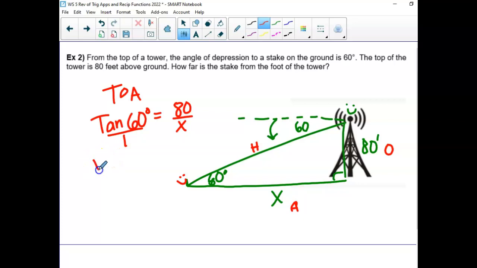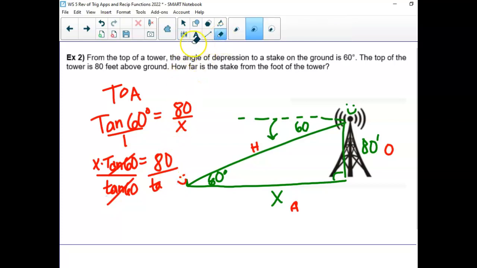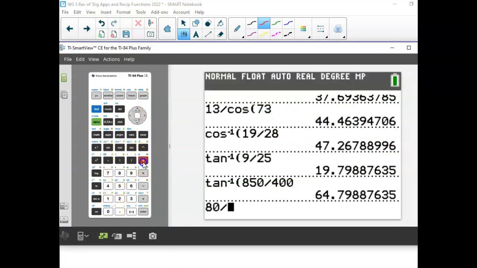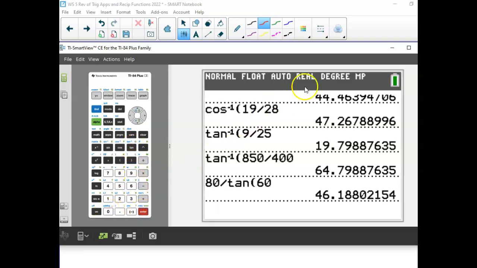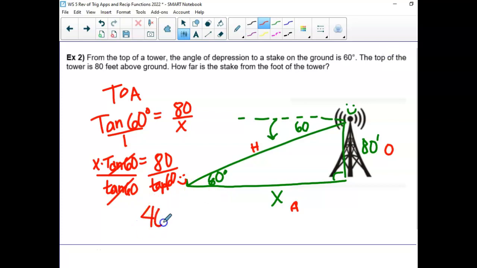When we cross multiply here, we get X times the tangent of 60. And again, if you don't write this step out, that's all fine with me. And 80 times 1 going that way. So we end up having to type in our calculator 80 divided by the tangent of 60. I don't usually show that much work. 80 divided by the tangent of 60, I got 46.2. Anybody else? Label on this one? Feet, right?